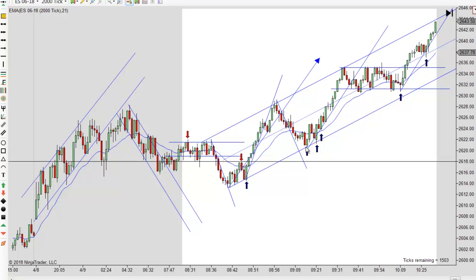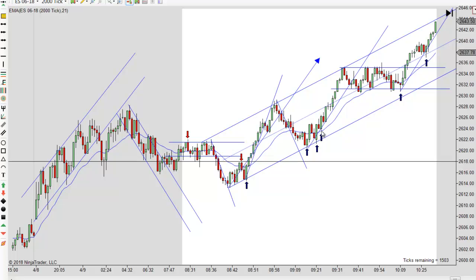You get a close outside. You get two little pushes down and it bounces right off that trend line. I like going long there. Nice bullish bar. You get a higher low right here, and then notice you made a new low here, so that's a second entry.